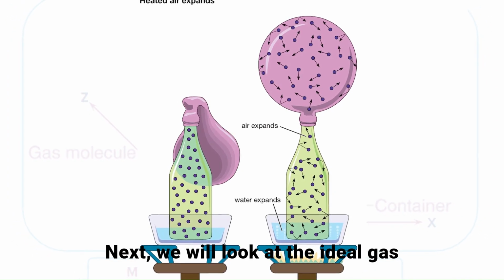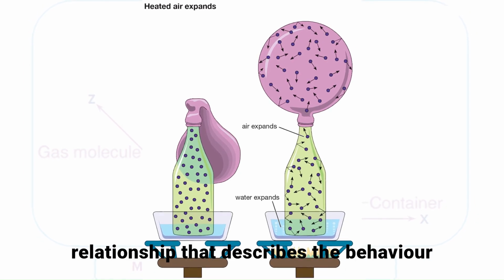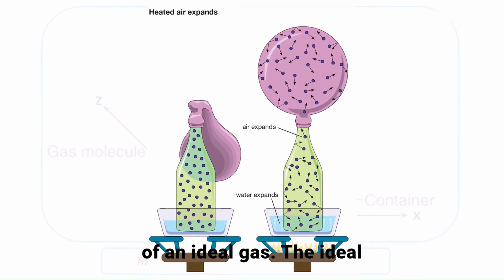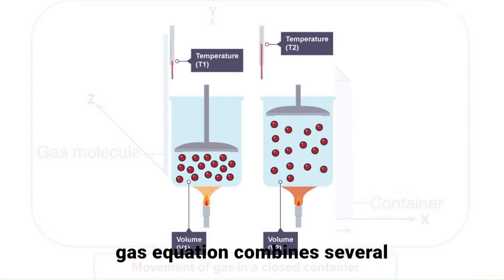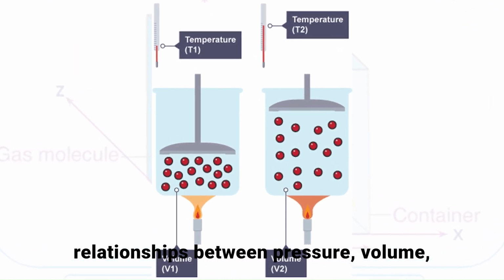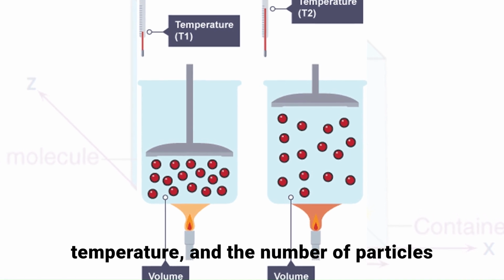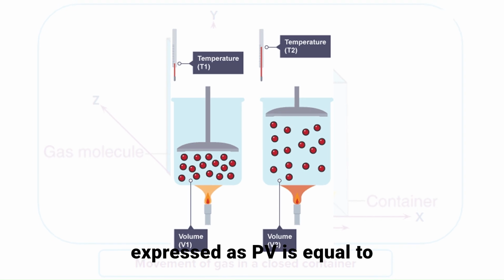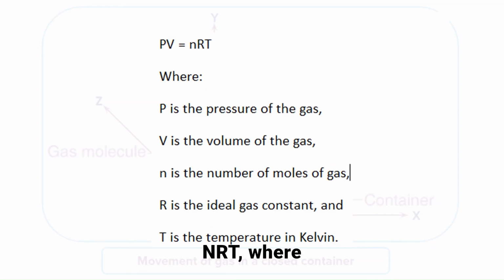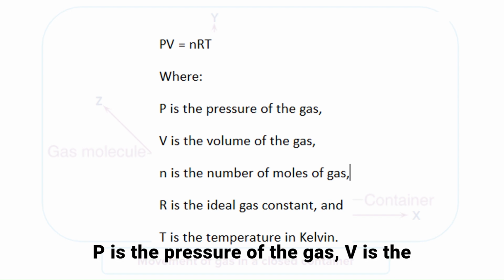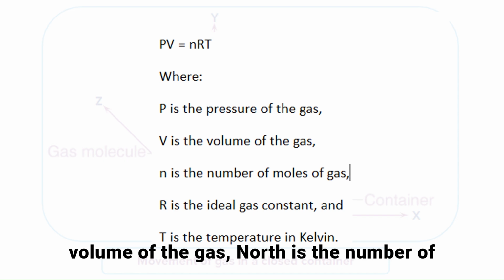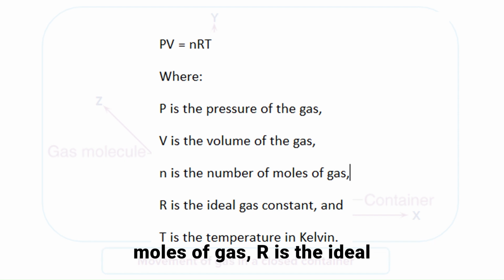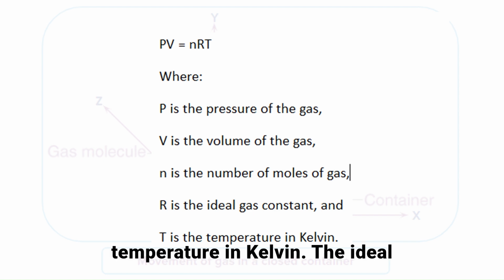Next, we will look at the ideal gas equation, which is a mathematical relationship that describes the behavior of an ideal gas. The ideal gas equation combines several relationships between pressure, volume, temperature, and the number of particles in a gas into one equation. It is expressed as PV is equal to nRT, where P is the pressure of the gas, V is the volume of the gas, n is the number of moles of gas, R is the ideal gas constant, and T is the temperature in Kelvin.